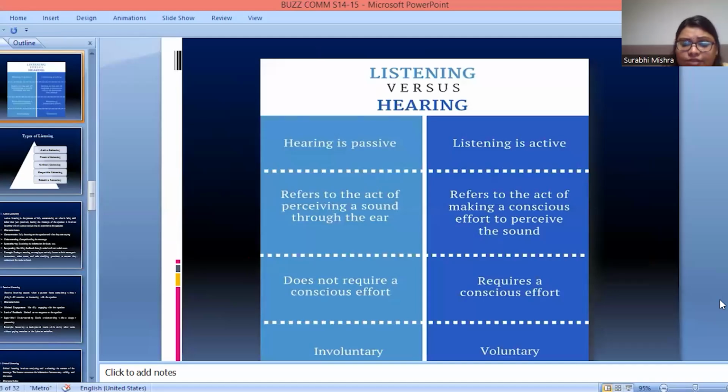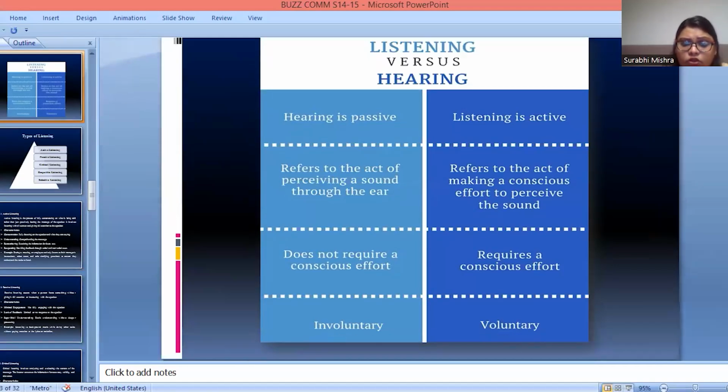Let's see the differences. As mentioned, listening versus hearing. Hearing is passive. Why? Because we don't need too much effort. Listening is active. We require effort to listen properly. Second, hearing refers to the act of perceiving a sound through the ear, while listening refers to the act of making a conscious effort to perceive the sound. Listening means we have to make a conscious effort to understand something. We are not just hearing, we are understanding it, and then we have to evaluate as well. But hearing is just the act of hearing sound. Hearing does not require a conscious effort, but listening does.